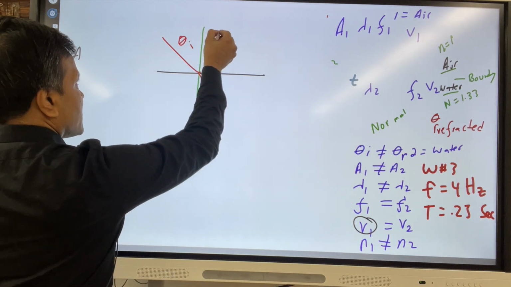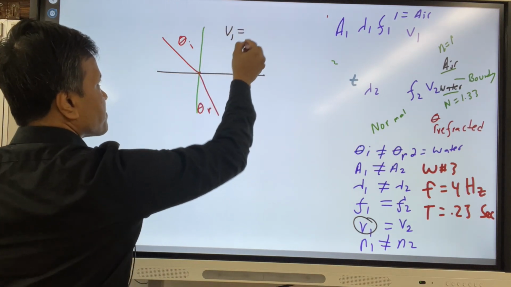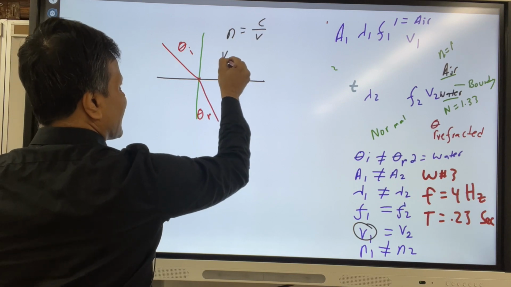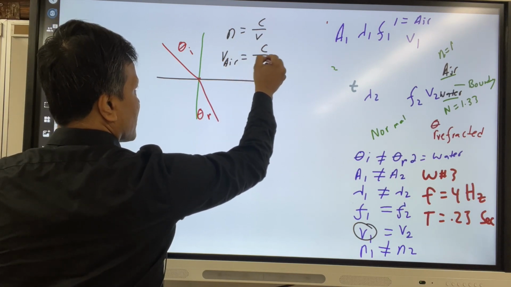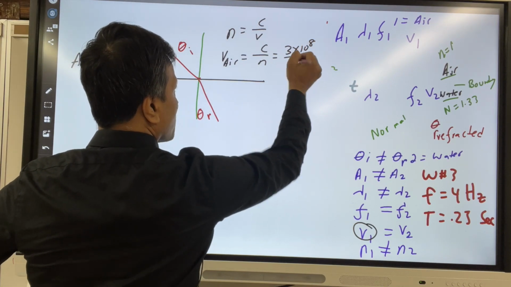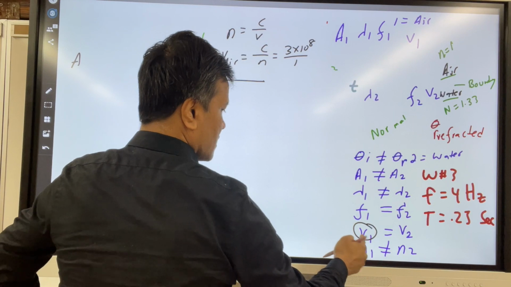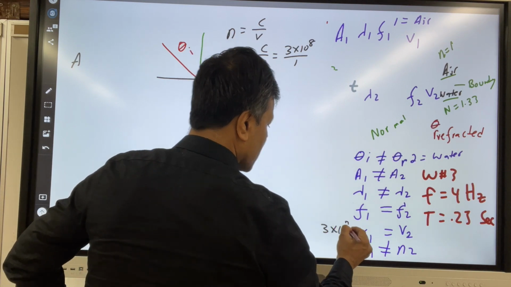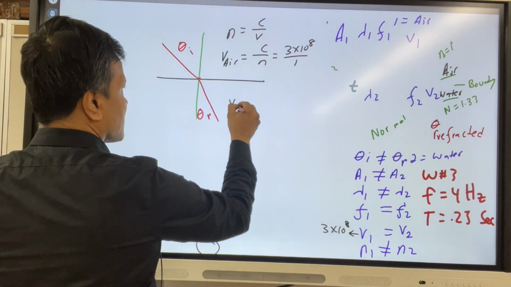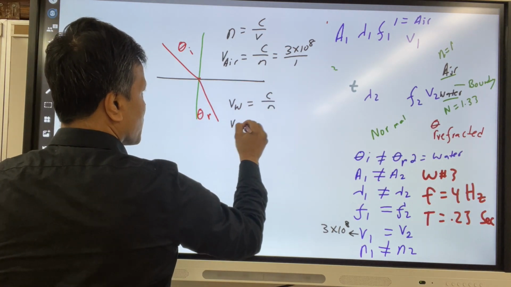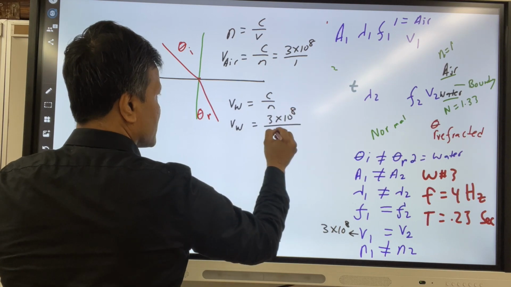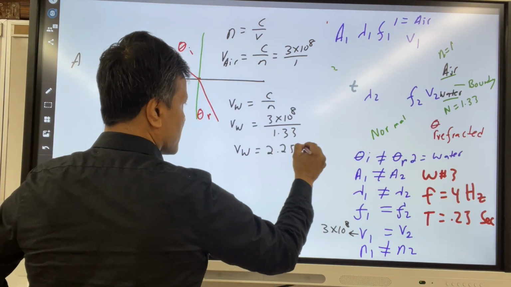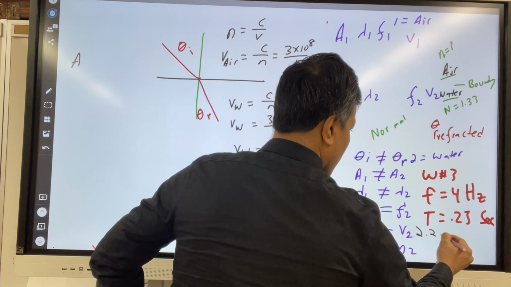So, velocity equation is n equals c over v, right. So then velocity in the air is equal to c over n. C is 3 times 10 raised to 8, n is 1. So the velocity of the light in the vacuum or in the air is 3 times 10 raised to 8. Now, let us find the velocity over here. Velocity of the water is c over n. C is 3 times 10 raised to 8 and n is 1.33. So velocity of the light in the water is 2.25 times 10 raised to 8.